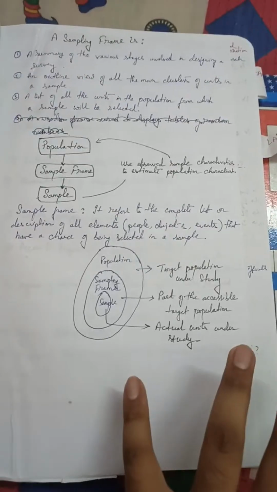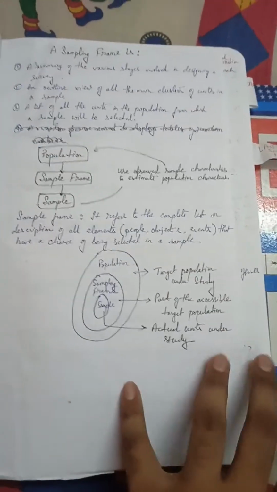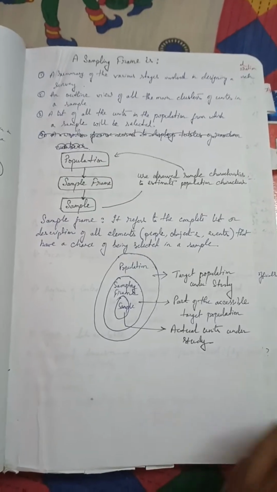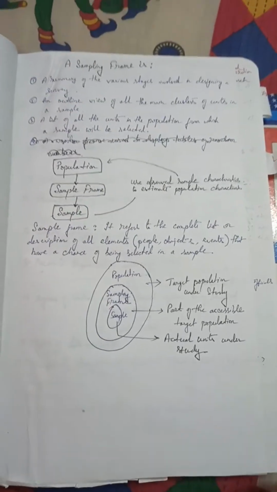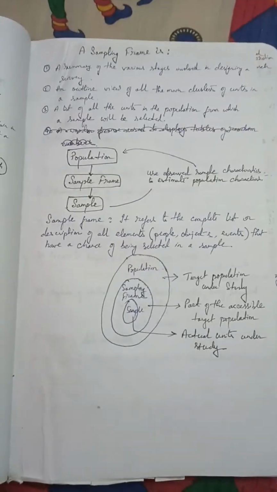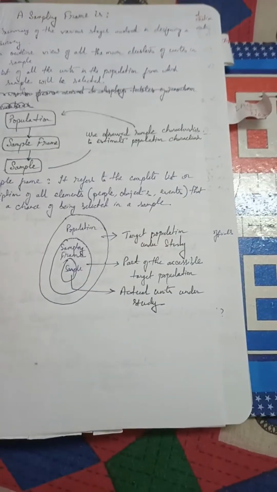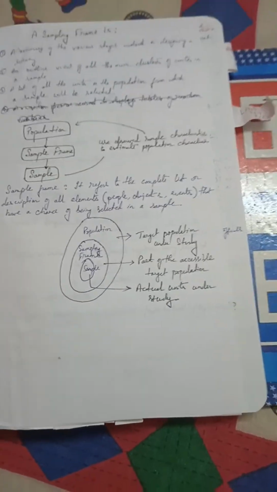But while selecting, this is very important, and from the perspective of NTA UGC NET and SET, it is very much important, because from the sampling frame we can expect many questions.